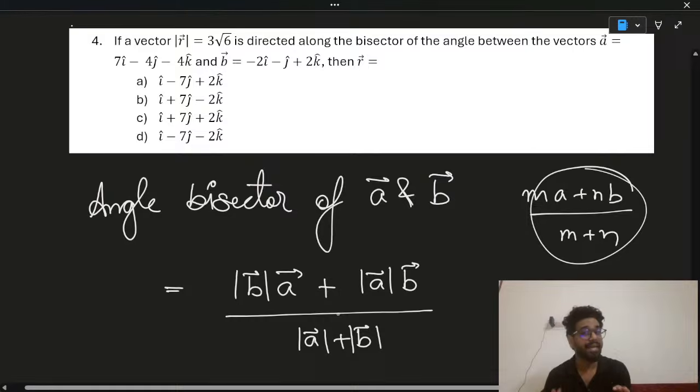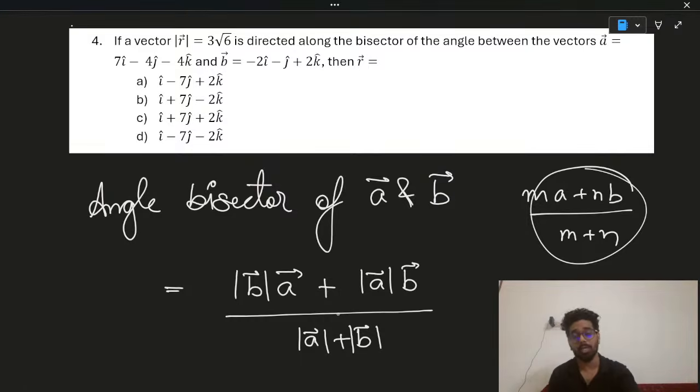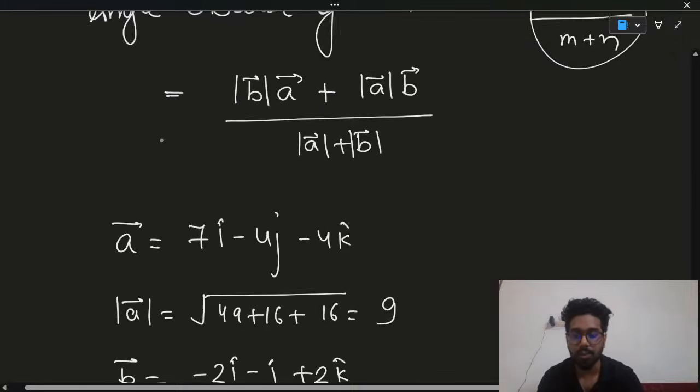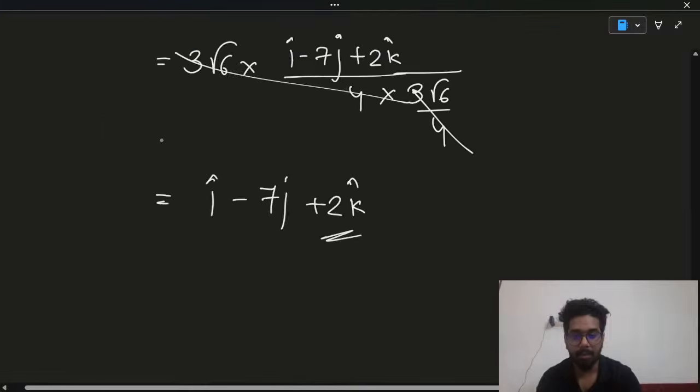Because I am making a big claim, guys. After watching this video, you do not need any other one shot. It covers all single concepts in just one single video, along with important questions. So we are having the answer, option number A, i minus 7j plus 2k.